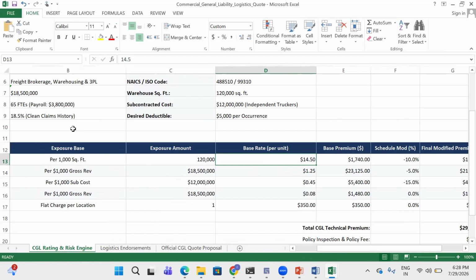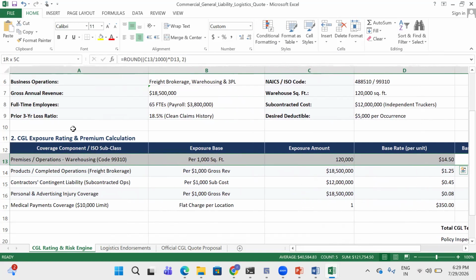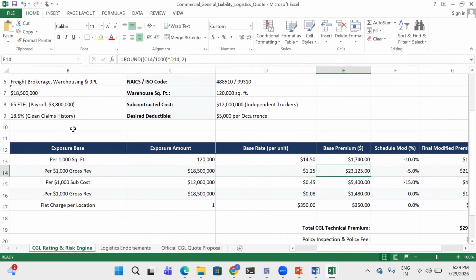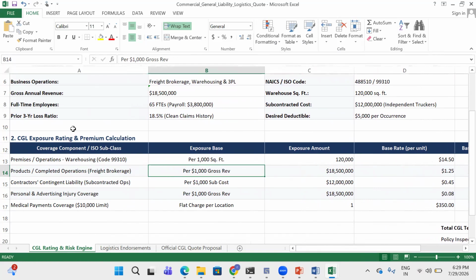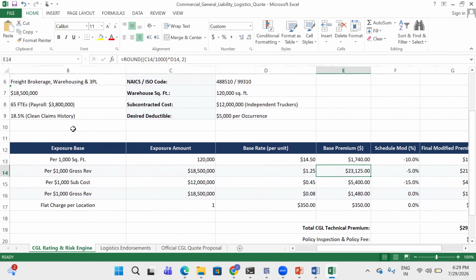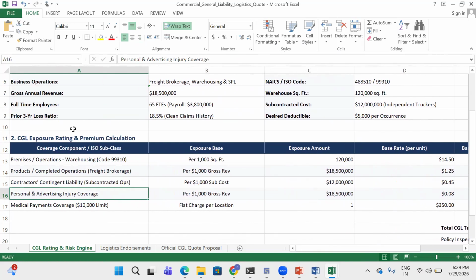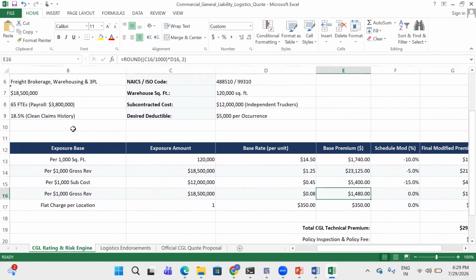Based on the base rate per unit, we have taken a base premium of 1740. That is the first one. The 1740 is the base premium taken for premises operations and all that. Whereas for the products, the cost will be much higher because of freight, brokerage charges and all that, so this will be at a higher level. $23,125 is the base premium we have taken, followed by medical expenses, including personal advertising injury coverage, which is taken as 1480.